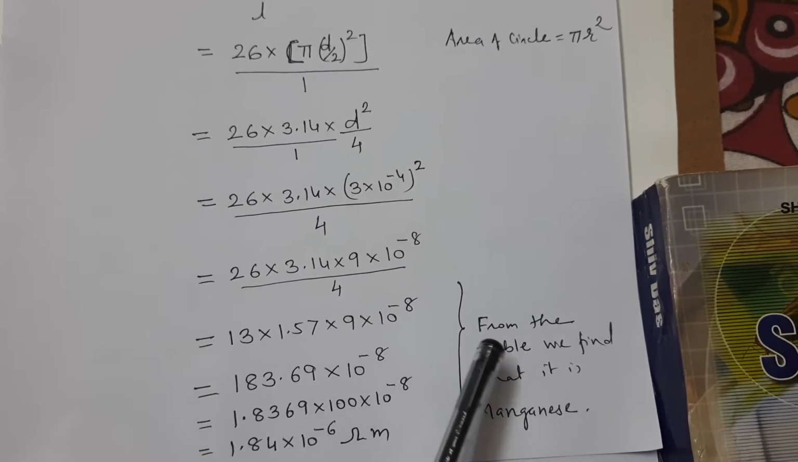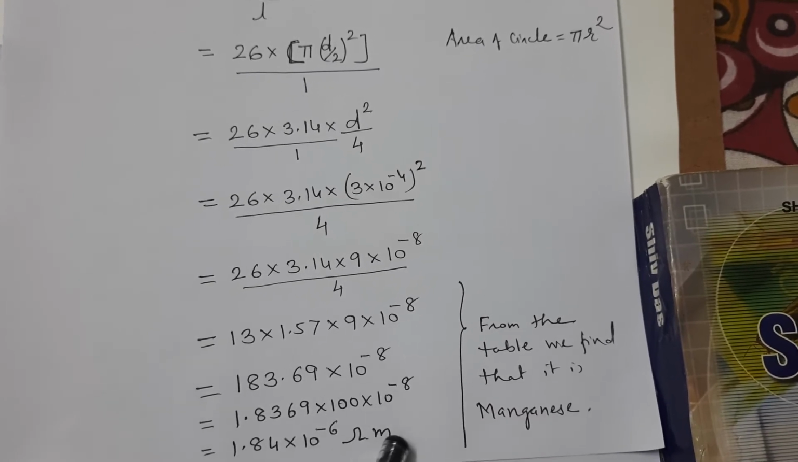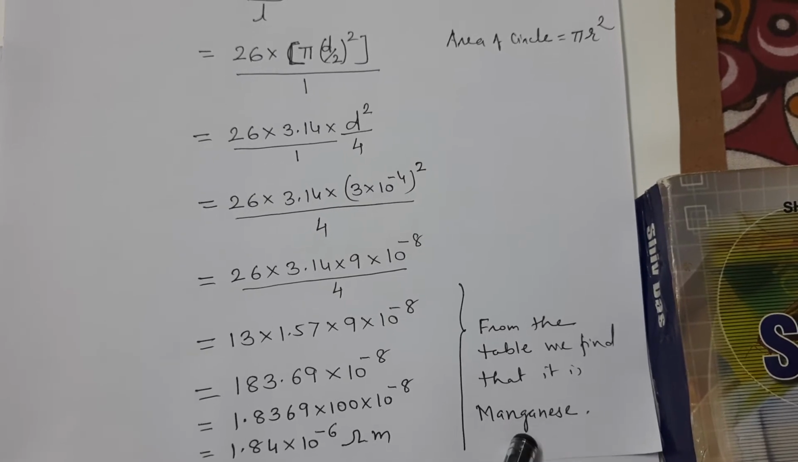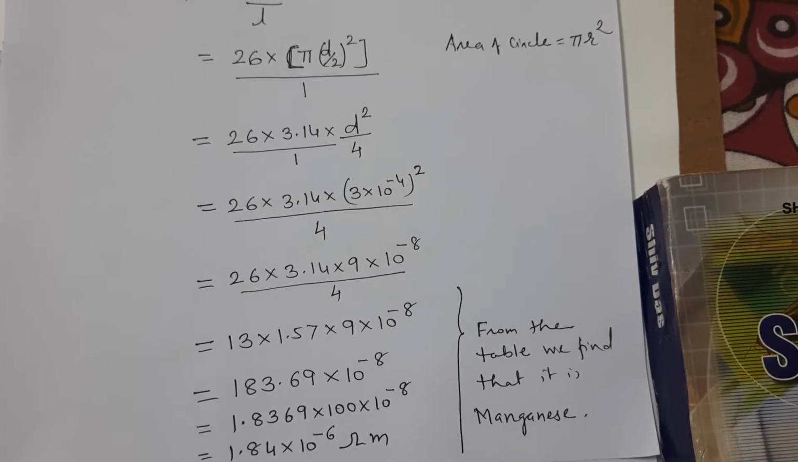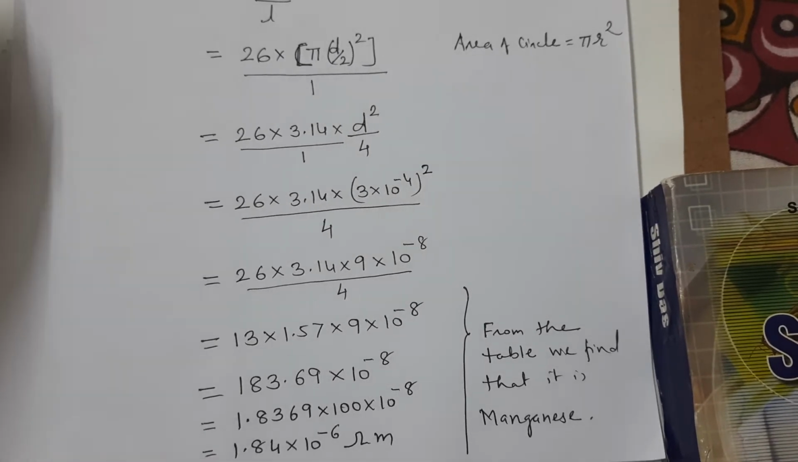From the table, if we see this particular material, this resistivity value is of manganese. And because it is of manganese, we say that the given metal is manganese. So do remember that.